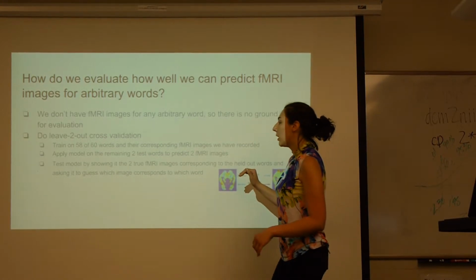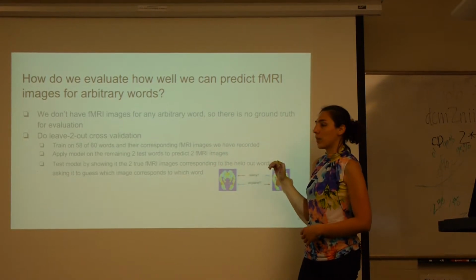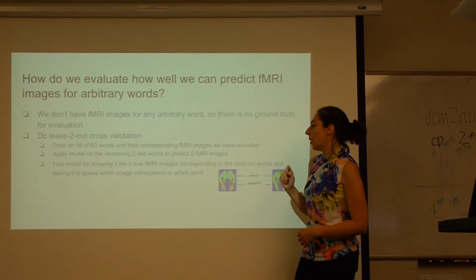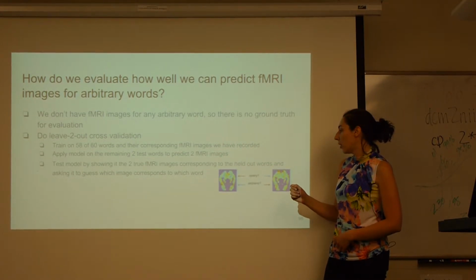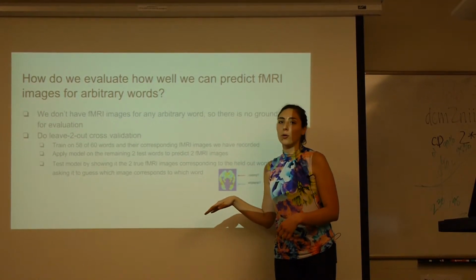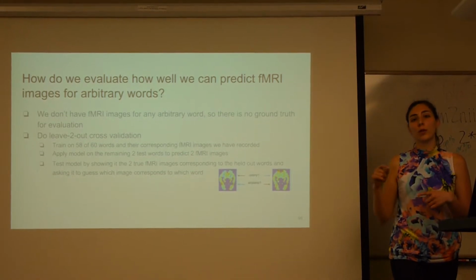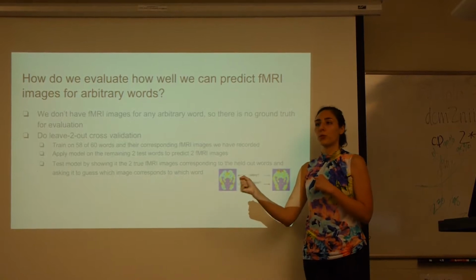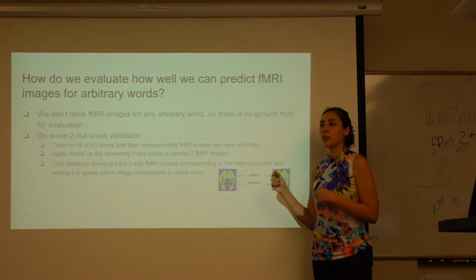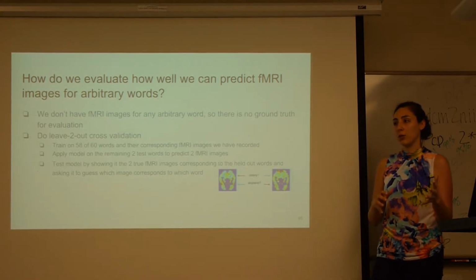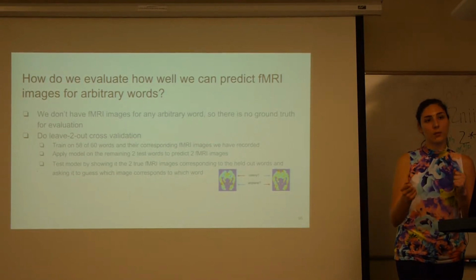And then we show the model the true fMRI images corresponding to the held-out 2 words, and we ask it to guess which of these true images corresponds to each word. What the model knows is which word corresponds to which predicted image, but it doesn't know which word corresponds to which true image. The way that it decides this is by computing the difference between the predicted image and the true image, and it chooses the one that the predicted image is closest to.